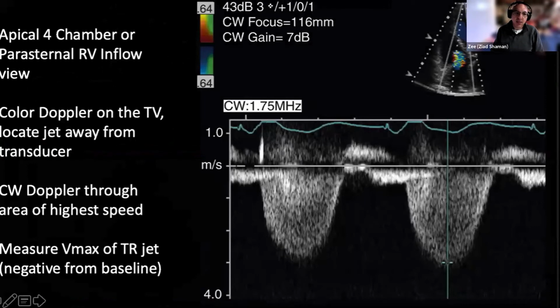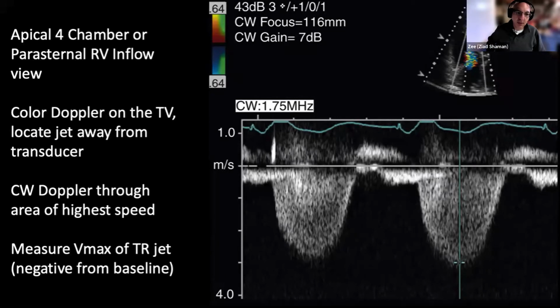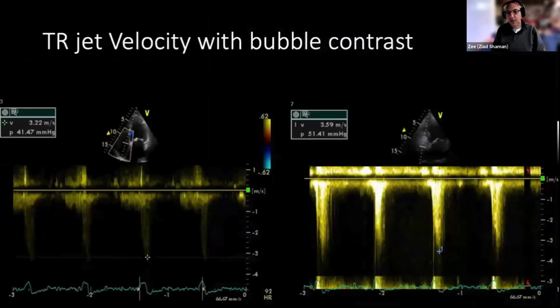And once you're in this area, so apical 4 or parasternal RV inflow view, you put color Doppler on the tricuspid valve. You locate the jet away from the transducer right here, and you put continuous wave Doppler through the area of the highest speed, and then you measure maximum velocity. That's maximum velocity, and that's going to be in meters per second. And then you go through the equation to calculate the number.